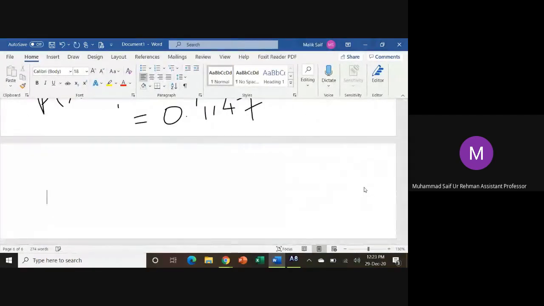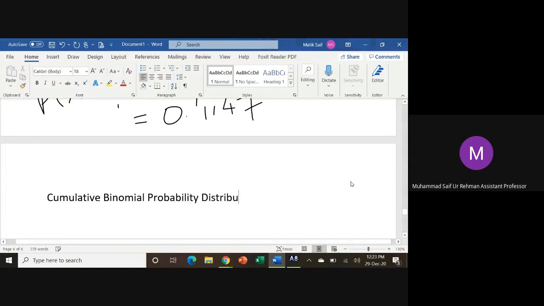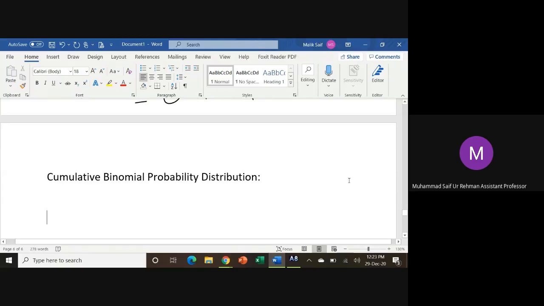So now there comes the cumulative binomial probability distribution. What is this? We basically cumulate the probabilities. In this case, you can solve any question. Let me solve one question for you.